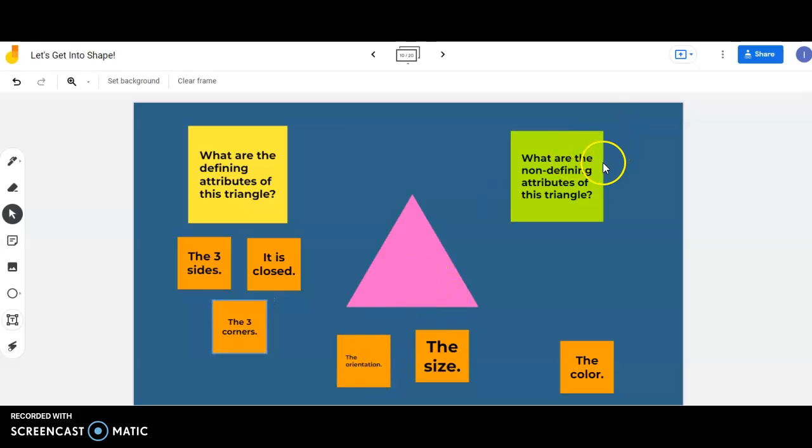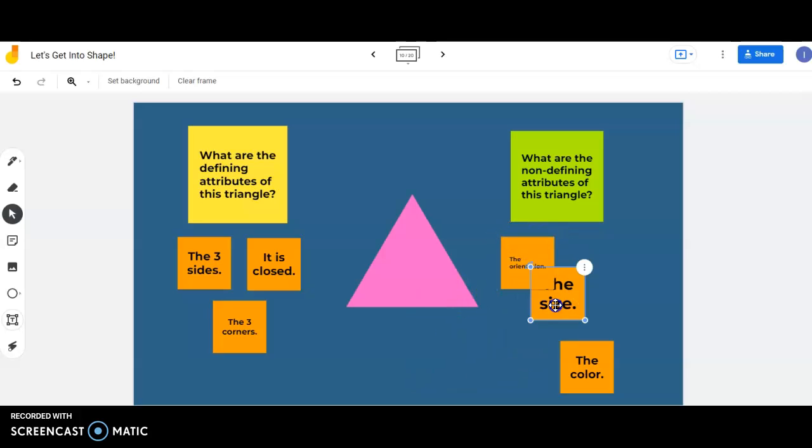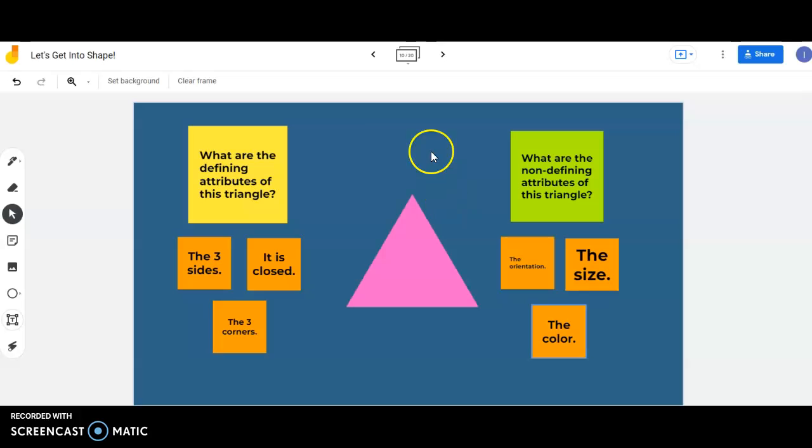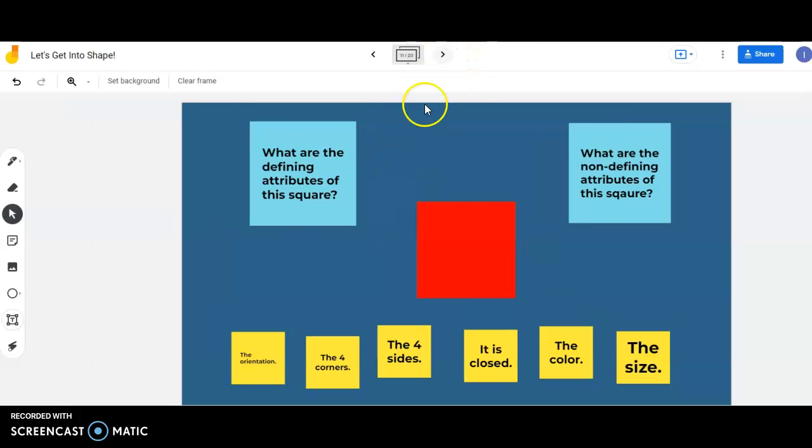What are the non-defining attributes of this triangle? Well, we know that the triangle can be flipped any way and still be a triangle. So the orientation doesn't matter. That's a non-defining attribute. The size of the triangle also doesn't matter. It can be any size and still be a triangle. The color of the triangle also does not matter, so it's a non-defining attribute.